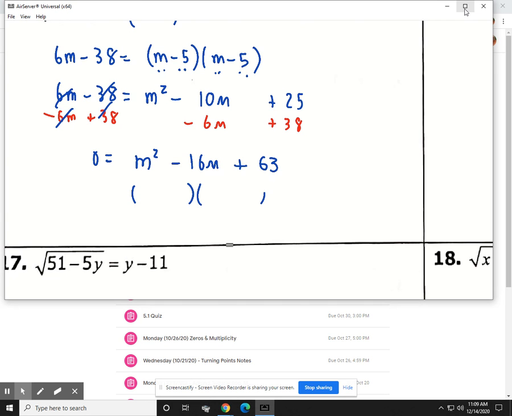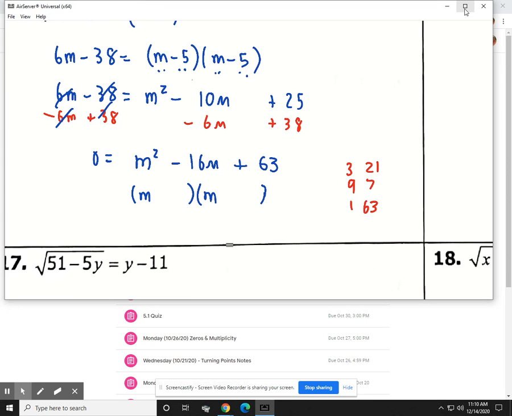Remember how this works, guys? What times what gives me m squared? M times m. What here times what here gives me 63? Well, what are some things that give me 63? 3 times 21. 9 times 7. What's the big one? 1 times 63.